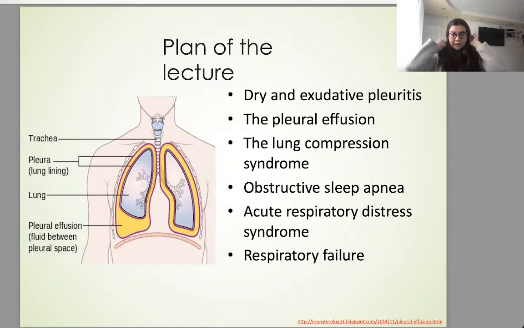Plan of today's lecture. What are we working on? First, syndromes: dry and exudative pleuritis. Next, pleural effusion, which is connected with exudative pleuritis and is a logical result of it. Next one is the lung compression syndrome. After, I'm going to speak a little about obstructive sleep apnea, which is a very common and very important disorder. Next syndrome for today is acute respiratory distress syndrome and respiratory failure. We have a lot of work.